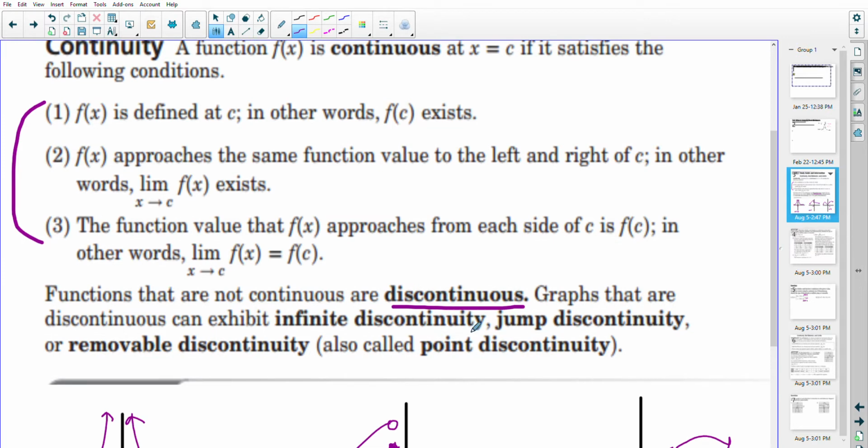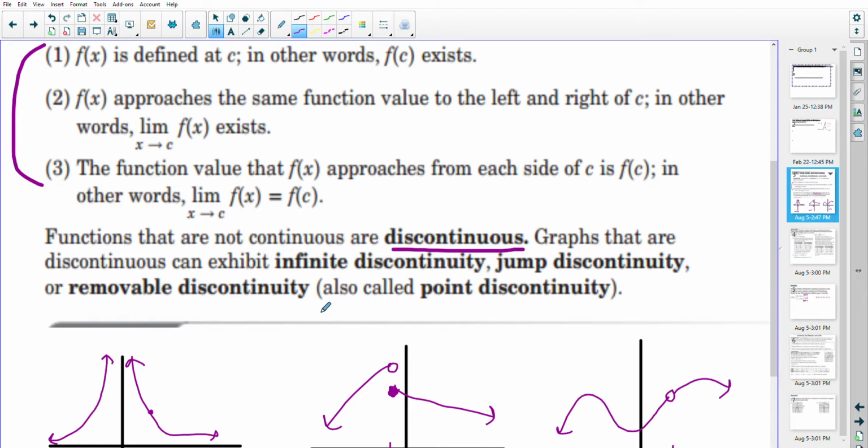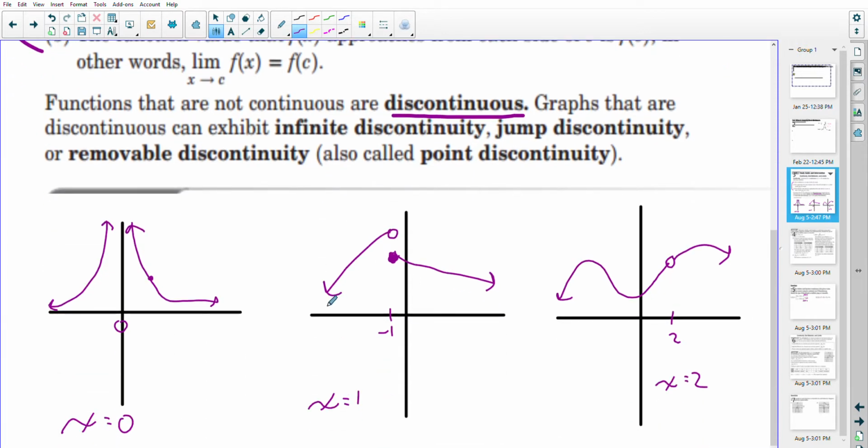If it's not continuous, that means it's discontinuous. And there are three different types of discontinuity. Those three types are shown here with the graphs. As you can see in the first one, the left side and the right side, as it approaches x equals 0, are going to go to positive infinity. And as they go to positive infinity, that's going to be called an infinite discontinuity. So the first case is an infinite discontinuity. That's going to be right over here.